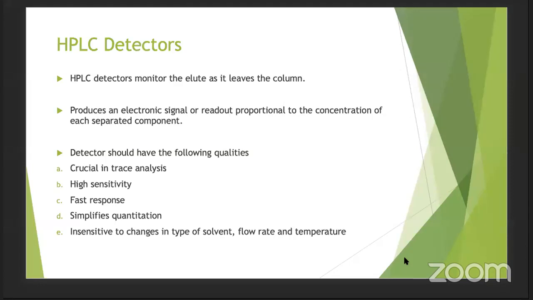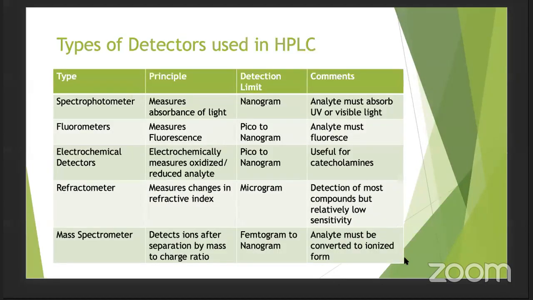So for example, if you use a constant pressure pump, then there will be changes in flow rate. So it should not give any response to changes in flow rate. It should also not be sensitive to changes in temperature or solvent, because initially you will start with a hydrophilic solvent, and later you will use a solvent gradient where you will shift more towards the hydrophobic solvents or the organic solvents.